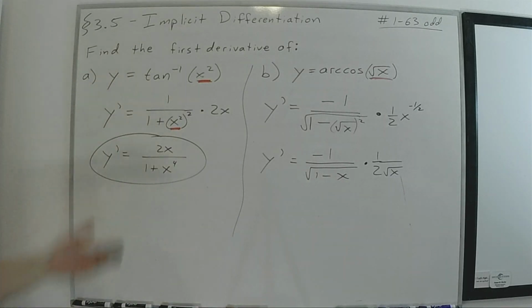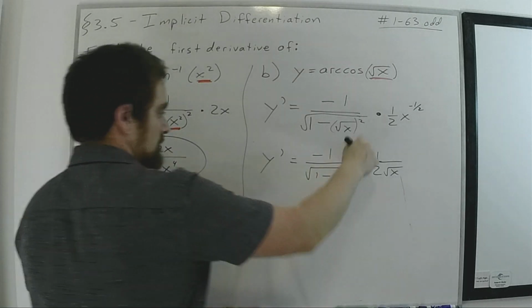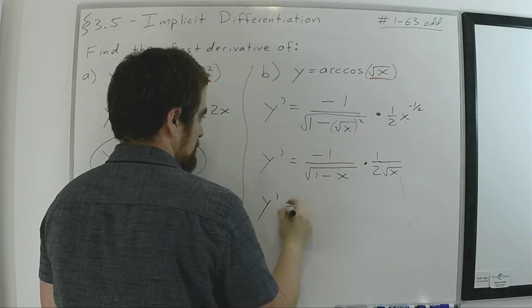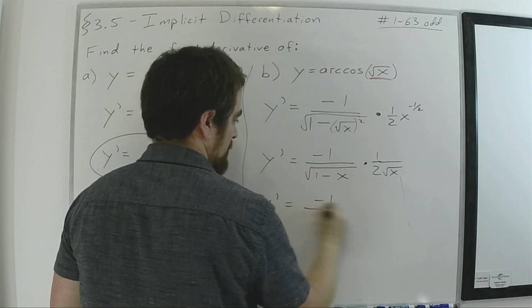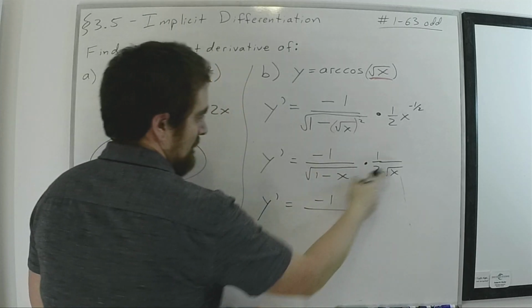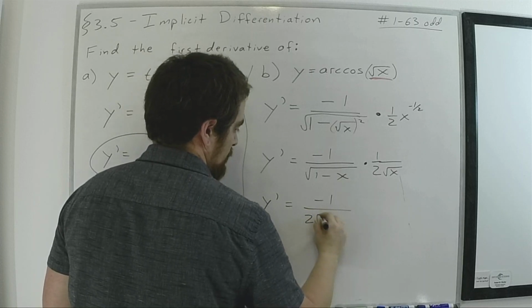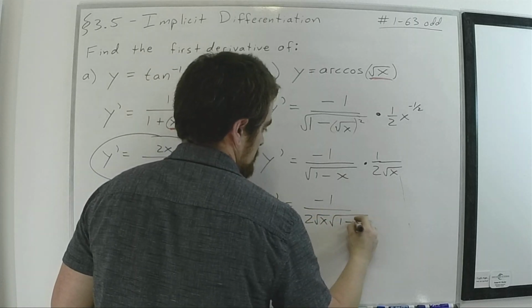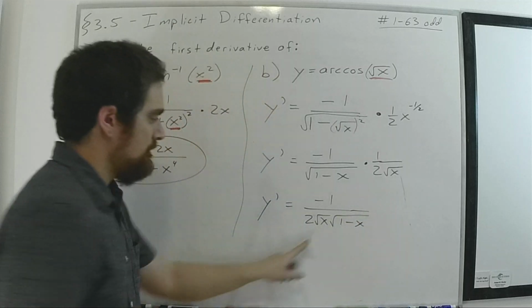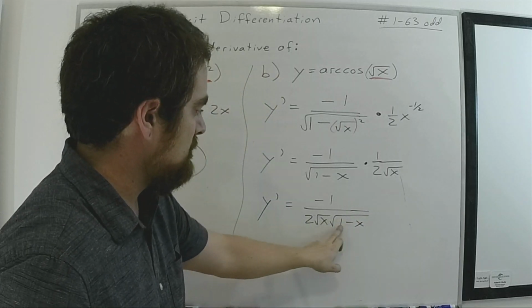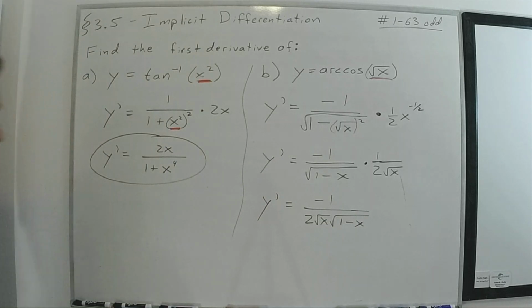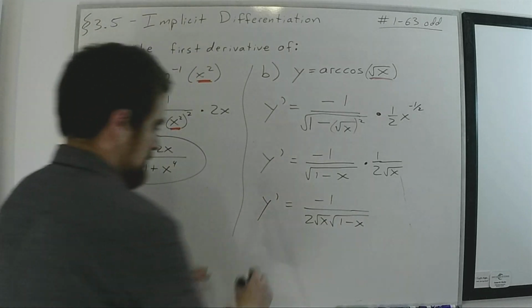Rather than leave it broken up as two different expressions like this, multiplied, let's just go ahead and put negative 1 up top. And everything on the bottom that belongs on bottom: 2 times the square root of x times the square root of 1 minus x. You could force those two together and do x minus x squared. I guess that's pretty much it for that problem.